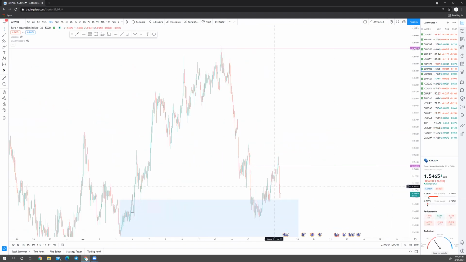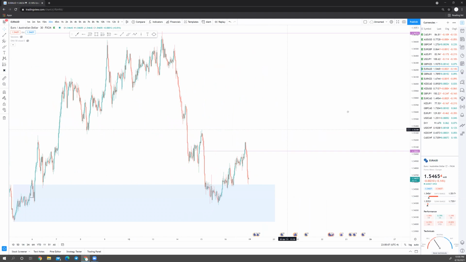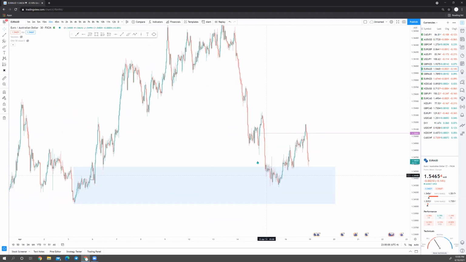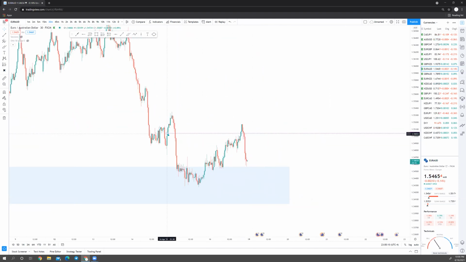EURAUD actually had this marked up. It's doing what I expected. So I had this marked up here because this is the 50% of this right here. So it came into a little more than 50% of this up move, but it basically traded into that and then kind of fell, and it is maintaining structure right now.